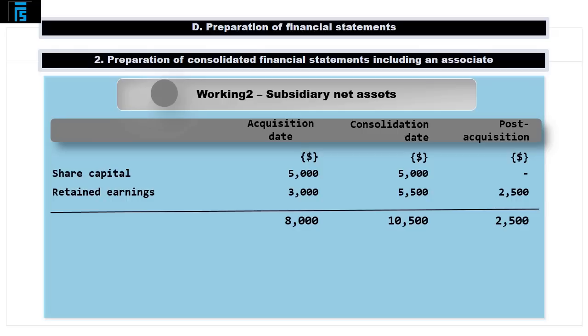So in the first column we will have 5,000 in respect of share capital and 3,000 for retained earnings. Moving on to the consolidation date column, we may input the relevant equity balances of S as at the 31st of December, that is 5,000 and 5,500 for share capital and retained earnings respectively. Because the intra-group transaction involved a sale from P to S, the entire unrealized profit element is included in the books of P, and no adjustments are therefore required to the retained earnings of S. Accordingly, the post-acquisition column shows nothing in respect of share capital and €2,500 for retained earnings.